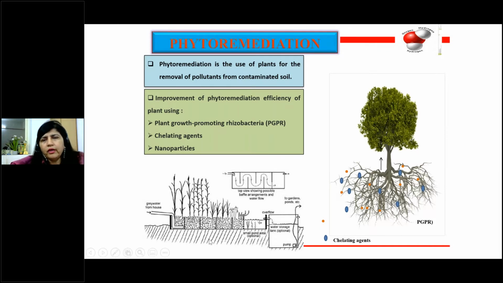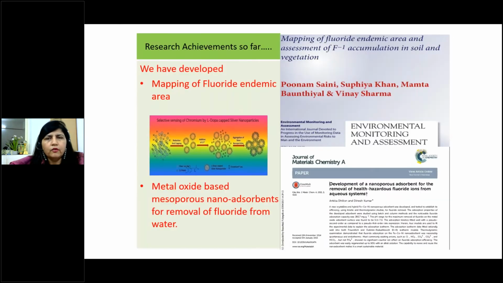Way back we started our work in phytoremediation, which uses plants for the removal of pollutants from contaminated soil. But this technology suffered from being a slow process. So we used plant growth promoting rhizobacteria, chelating agents, nanoparticles, and now hydrogels to improve the efficiency. We have done a lot of work mapping fluoride endemic areas, looking at fluoride levels not only in soils and water, but in vegetation too.